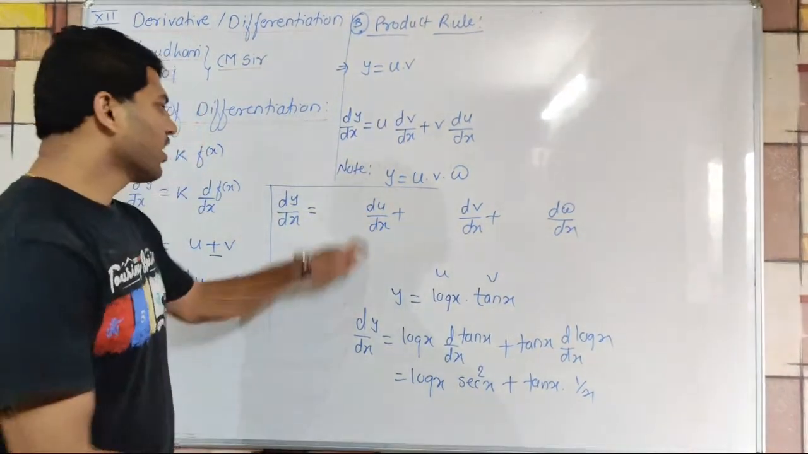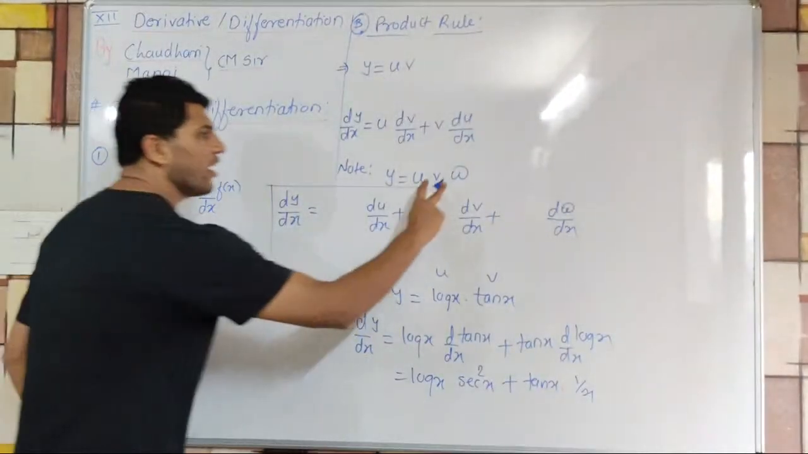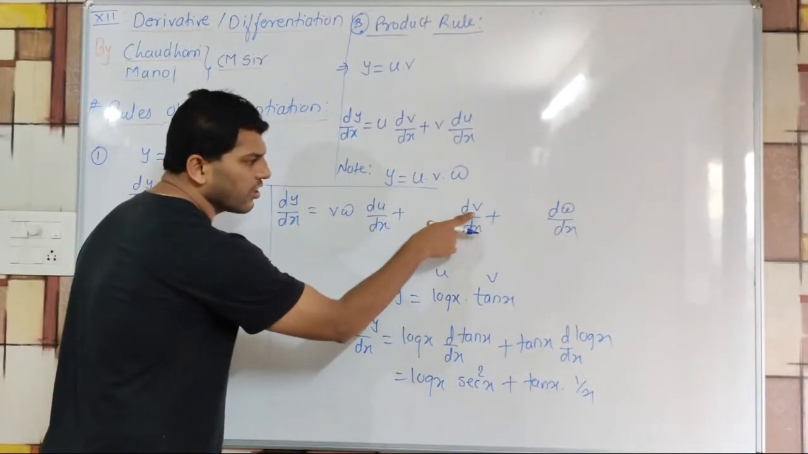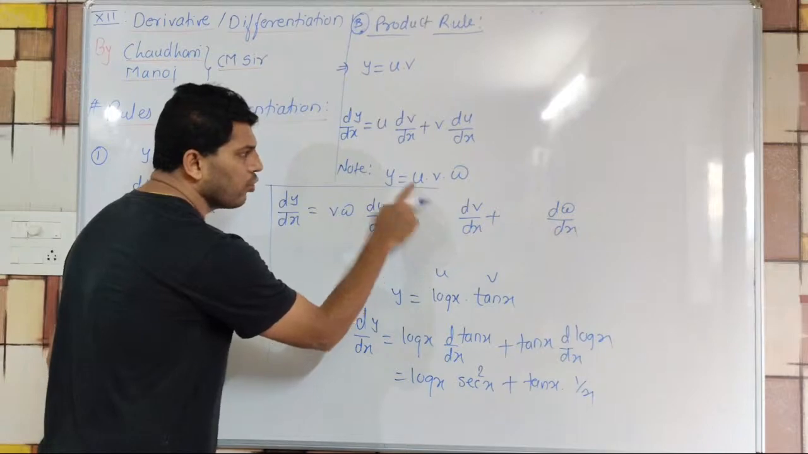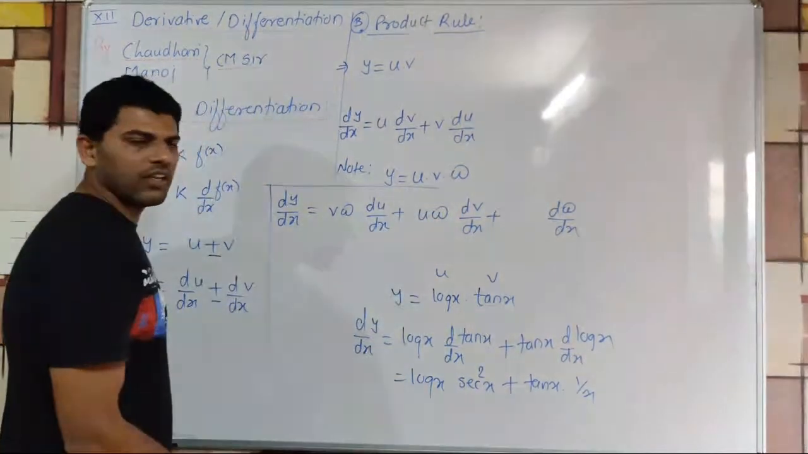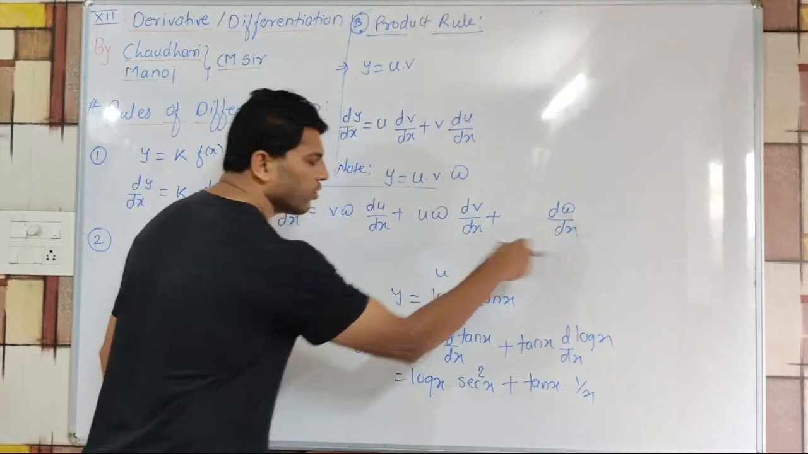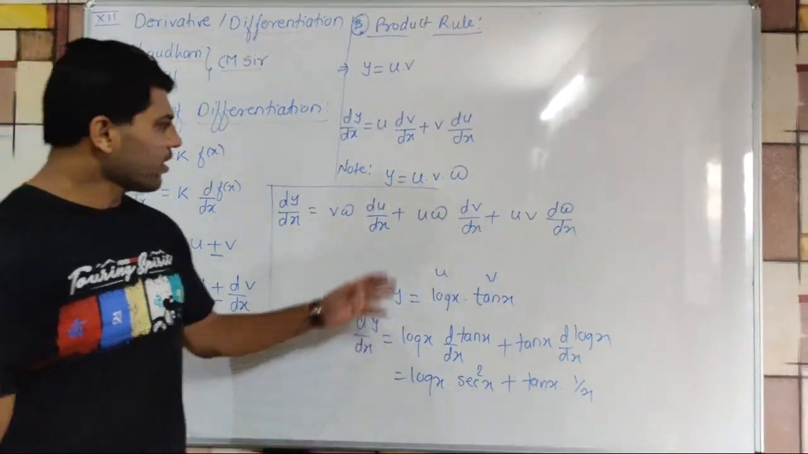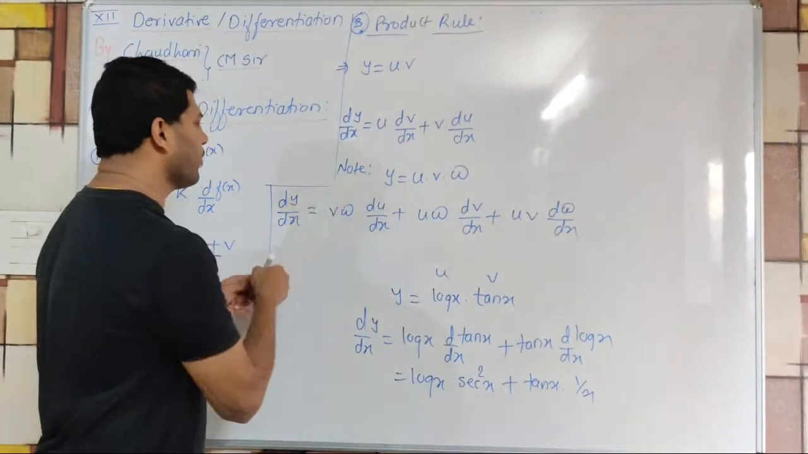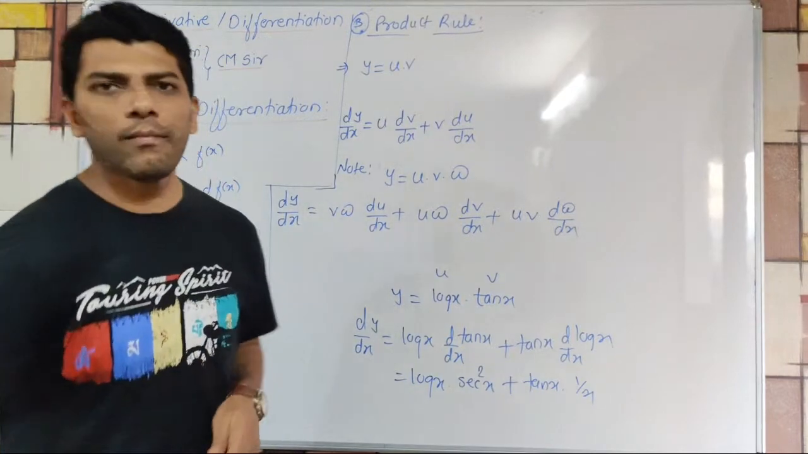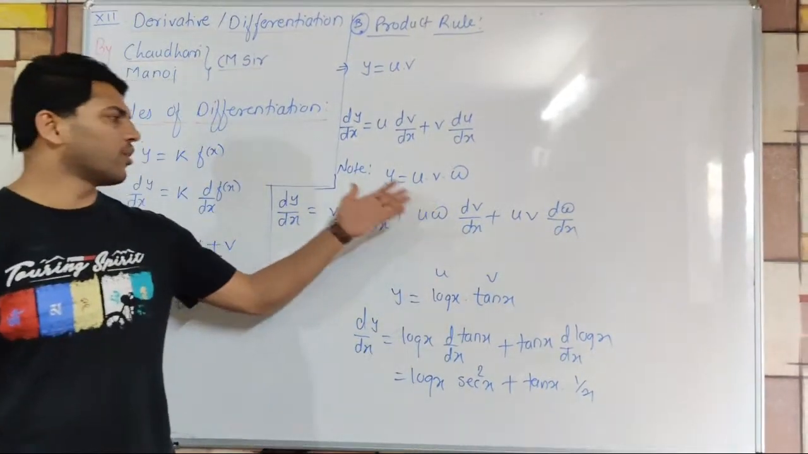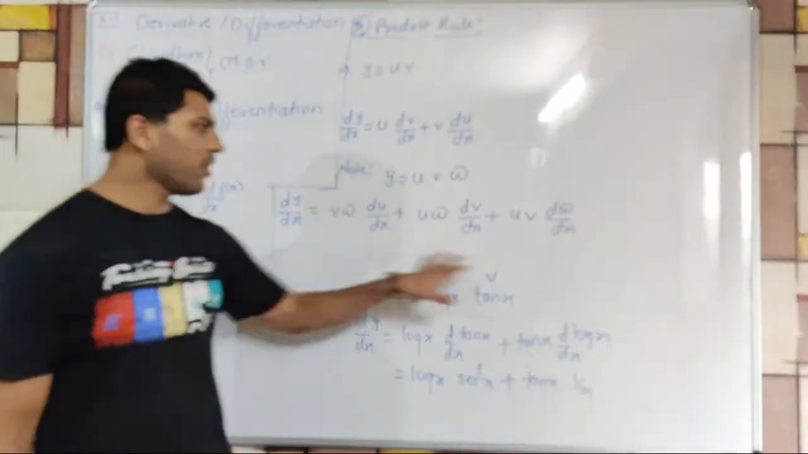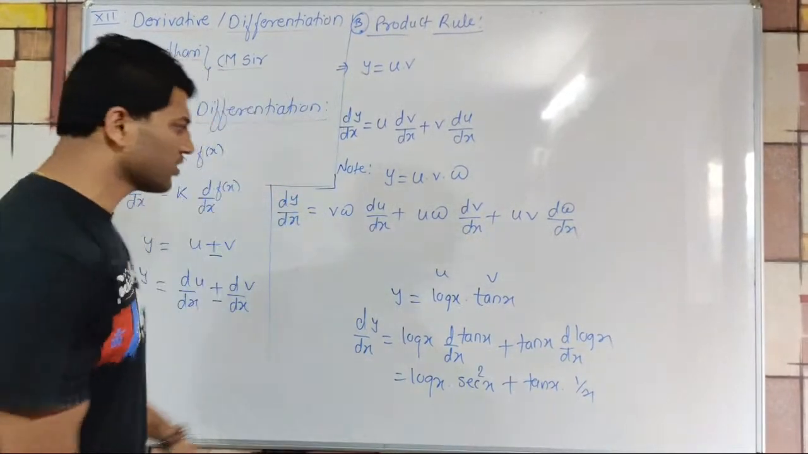Then the real trick is, if you are trying to find the derivative of u, then write down the rest of the two functions v and w as a coefficient. Since you are taking the derivative of v, write down u and w as its coefficient. If it is the derivative of w, write down u and v as their coefficient. So there is a simple trick to write the derivative of u, v, w. It is rarely required, but remember this formula also, for when three different functions are present in a product.